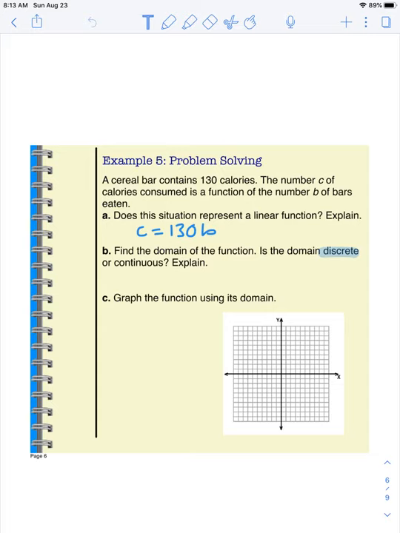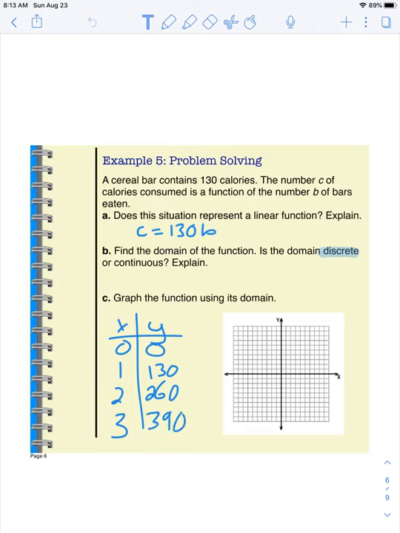I guess the domain would depend on how many bars you have. We're going to do an XY table. You could eat 0 bars. We'll say you should stop at 3. So 0, obviously if you eat 0 bars, you've had 0 calories. 1 bar will be 130 calories. 2 bars will be 260 calories. 3 bars will be 390.